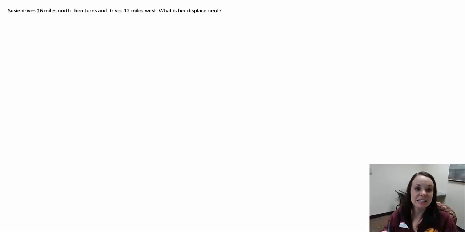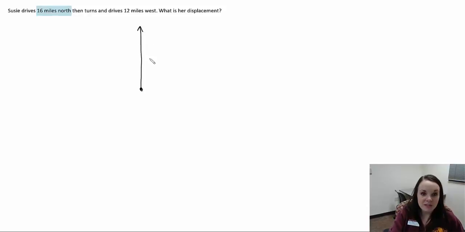It says Susie drives 16 miles north, then turns and drives 12 miles west. What is her displacement? So like we said, let's draw out a picture. So if she starts down here, she drives 16 miles north. So let's label that as 16 miles. And then she turns and drives 12 miles to the west. So that's her 12-mile distance.